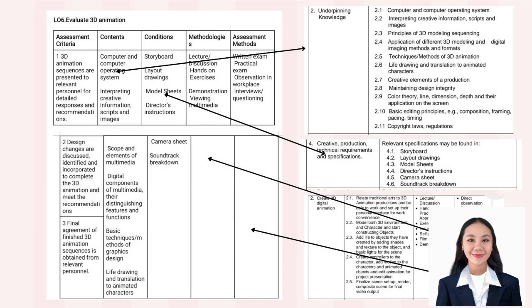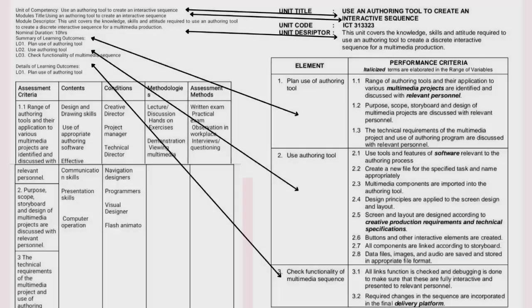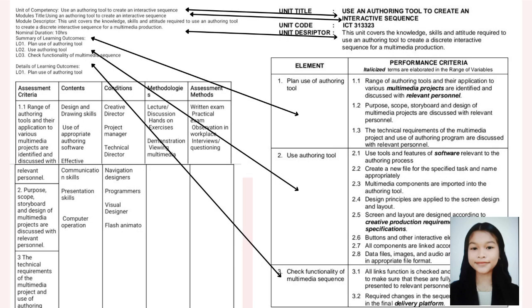And for the contents, condition, methodologies, and assessment methods, kinuha din po namin ito based and align po sa assessment criteria. And the last unit of competency, we have Use an Authoring Tool to Create an Interactive Sequence. So, sa unit of competency po ulit, nag-base kami sa TR, which is in the unit title, module title, we have using an authoring tool to create an interactive sequence.